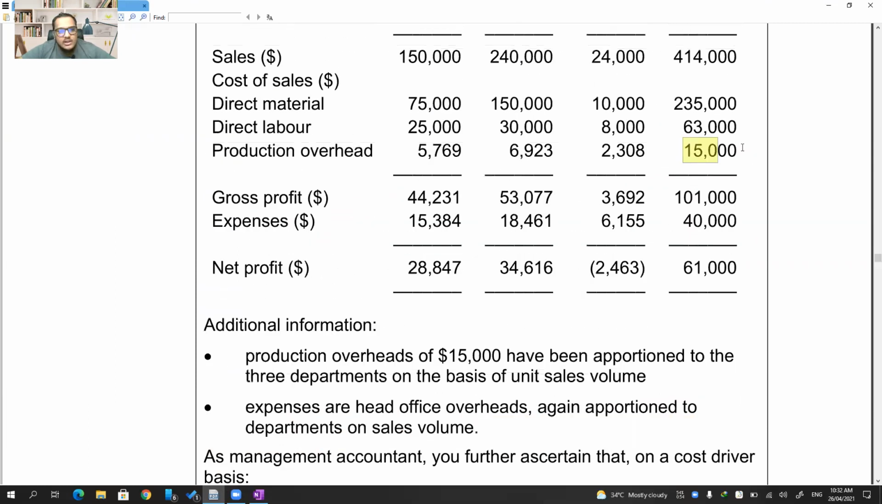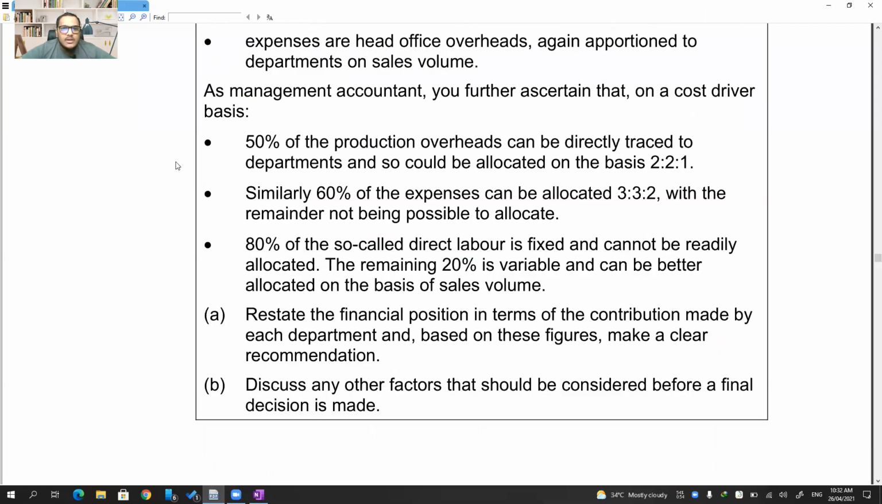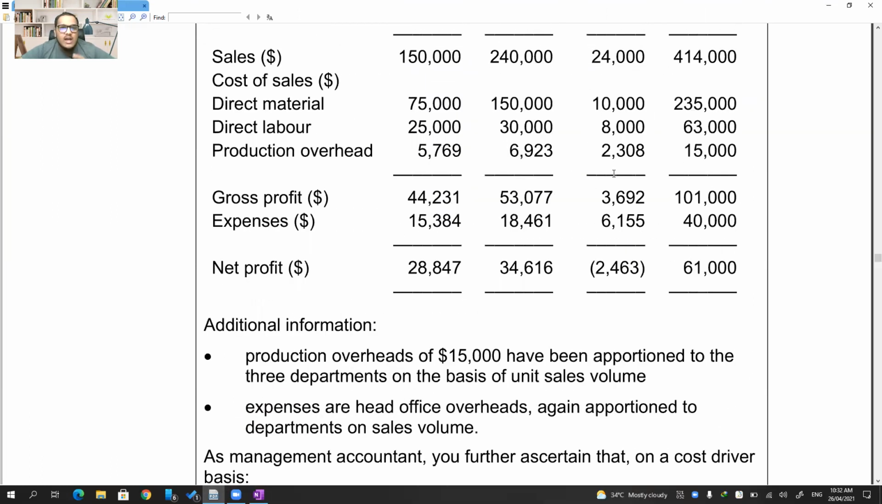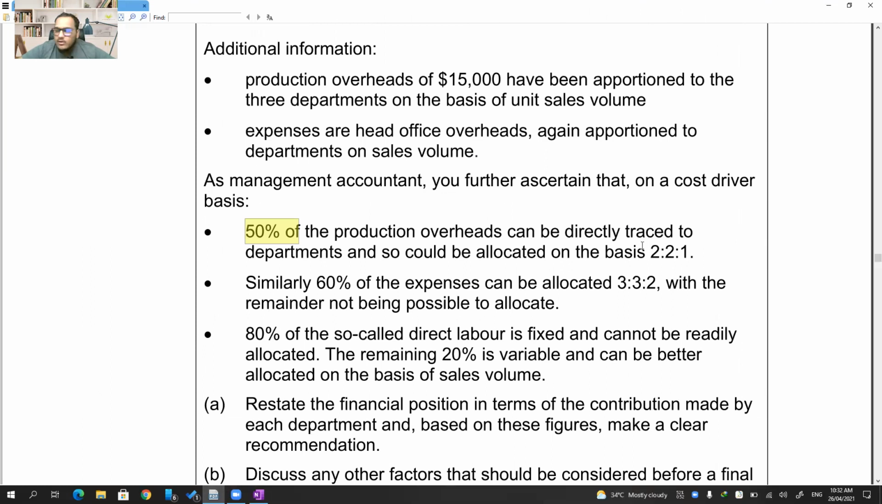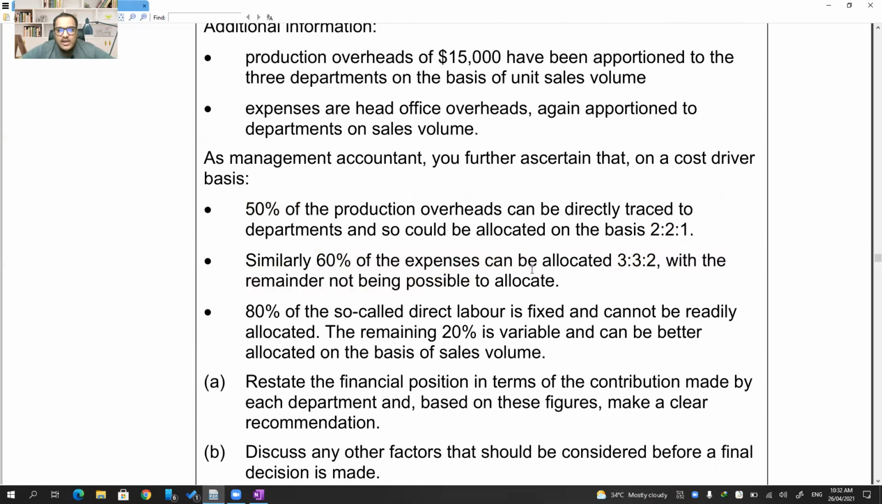So this 15,000 is there now. They are telling you that technically you can allocate them on the basis of 2:2:1 to the 3 departments. Only half of that, 15,000, half is 7,500. That 7,500 should be 2:2:1. And similarly, 60% of the expenses can be allocated 3:3:2, with the remainder not being possible to allocate.